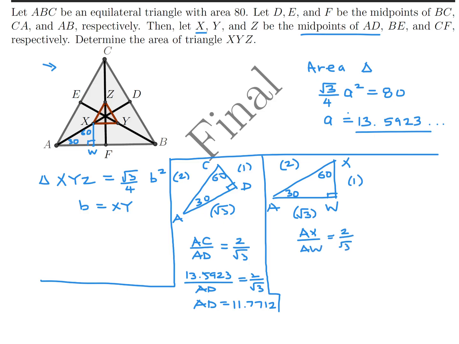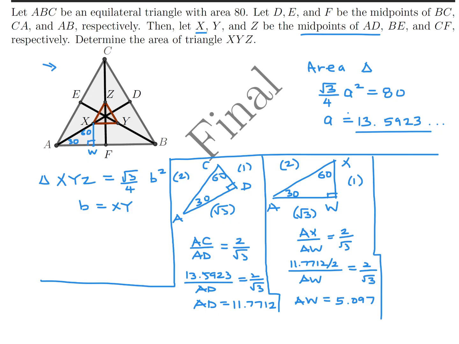Okay. Now AX is half of AD. Yeah. So that would be 11.7712 over 2. And AW is what we're trying to figure out. Okay, so when you calculate this, we get AW is equal to 5.097. All right, well, I think we're almost there.